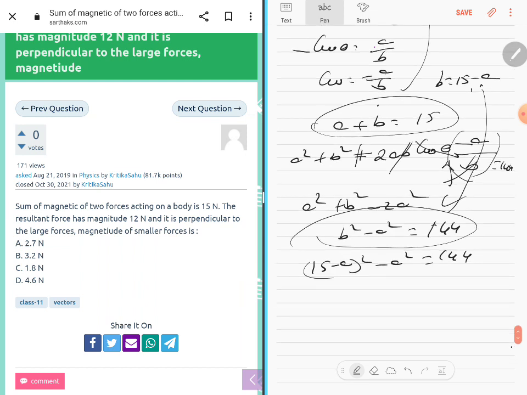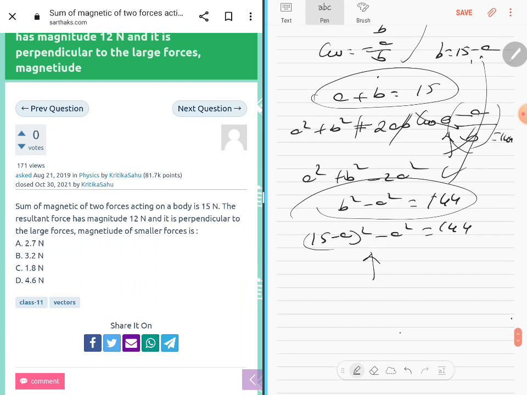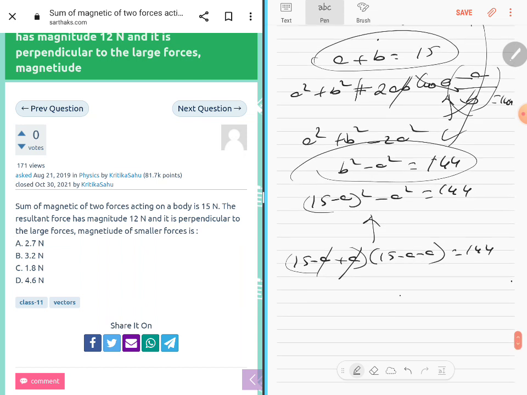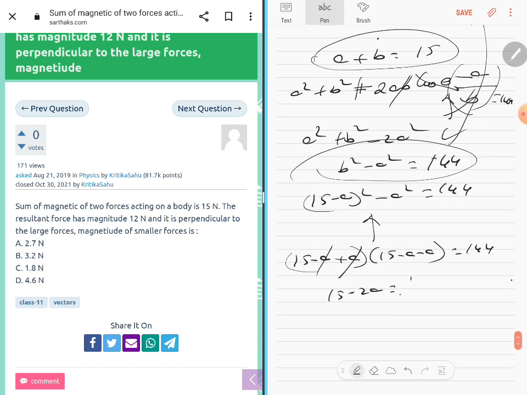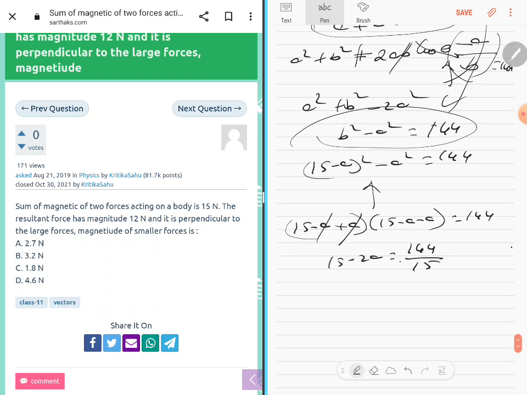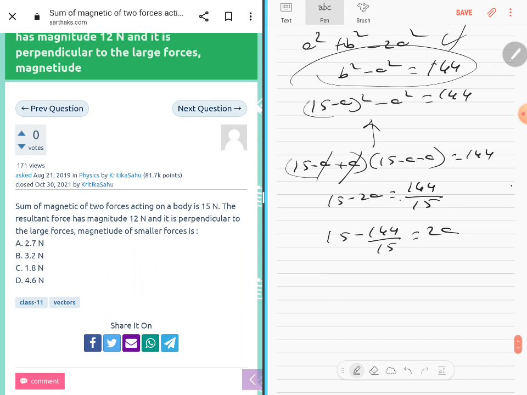So I'm just thinking, can I do it as a plus b into a minus b? Sometimes that will help us to solve the equation. So 15 minus a plus a into 15 minus a is equal to 144. So a and a get cancelled. So 15 minus 2a is equal to 144 by 15. So then 15 minus 144 by 15 is equal to 2a. 15 15s are 225 minus 144 by 15, is equal to 2a.